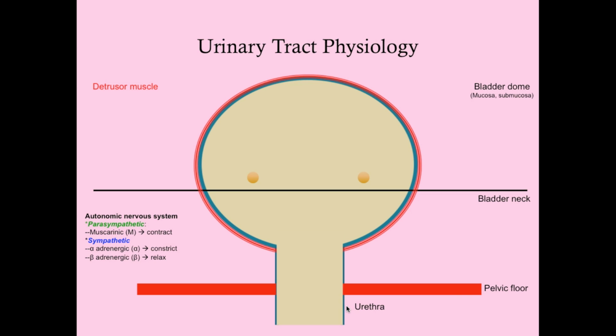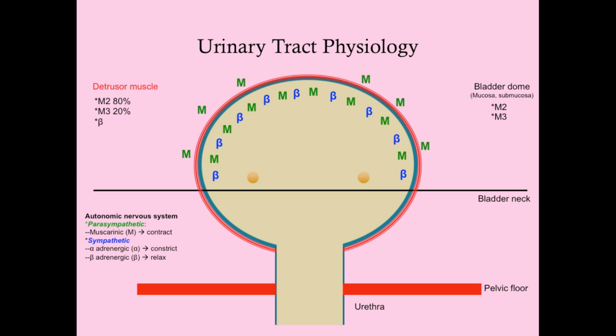Now you have different receptor types that are related to the nervous system, and they're going to do different things. So in the bladder dome and the detrusor muscle, you have muscarinic receptors, which are part of your parasympathetic nervous system, and then you also have beta-adrenergic receptors, which are going to allow the smooth muscle to relax, and that's going to be on the detrusor muscle. So when you think of it, the detrusor muscle is smooth muscle, and you have beta receptors there. Where else do you have smooth muscle that has beta receptors?